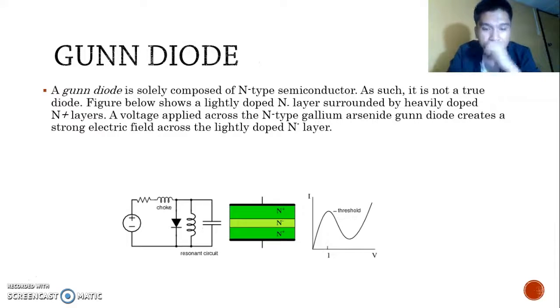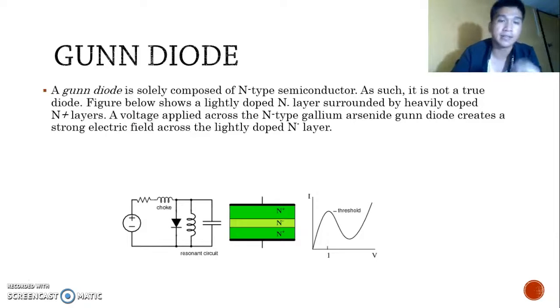So, next is the gun diode. A gun diode is solely composed of N-type semiconductor. As such, it is not a true diode. So the figure below shows a lightly doped N layer surrounded by heavily doped N+ layers. A voltage applied across the N-type gallium arsenide gun diode creates a strong electric field across the lightly doped N layer.